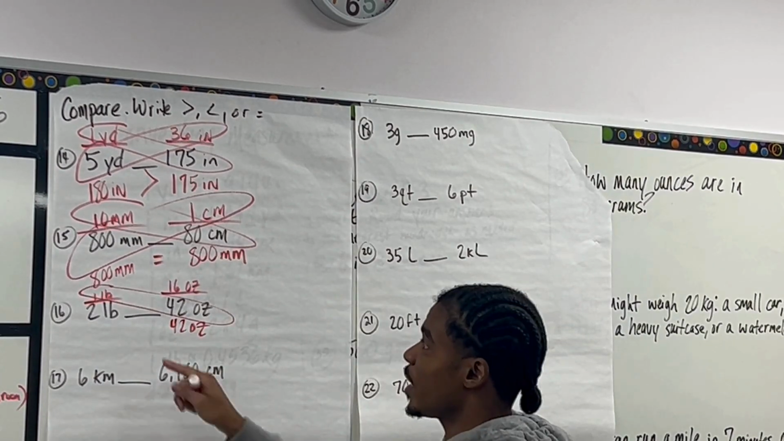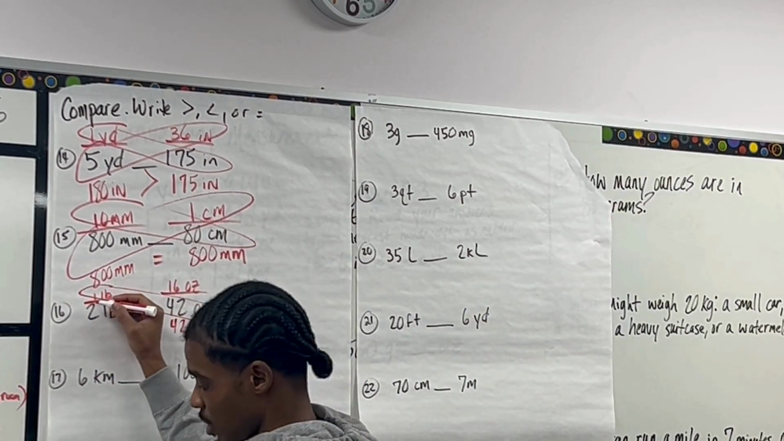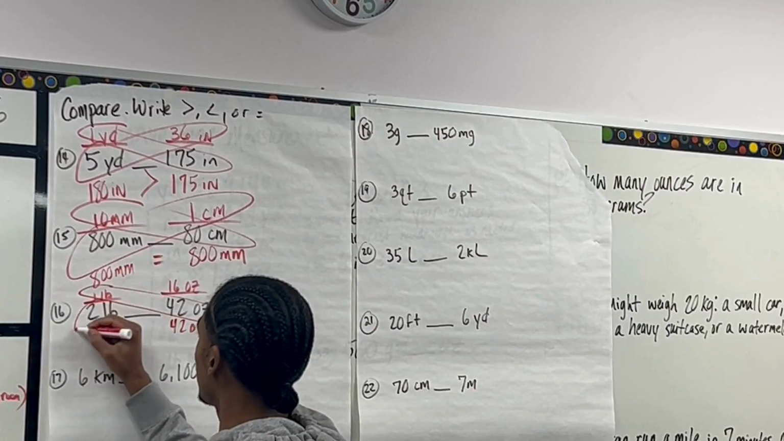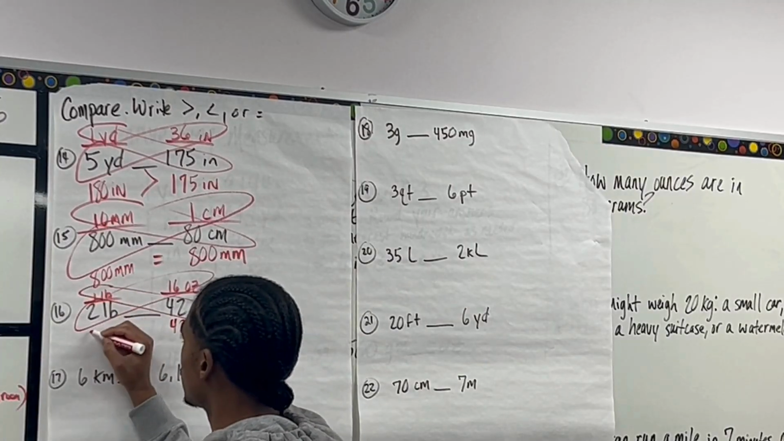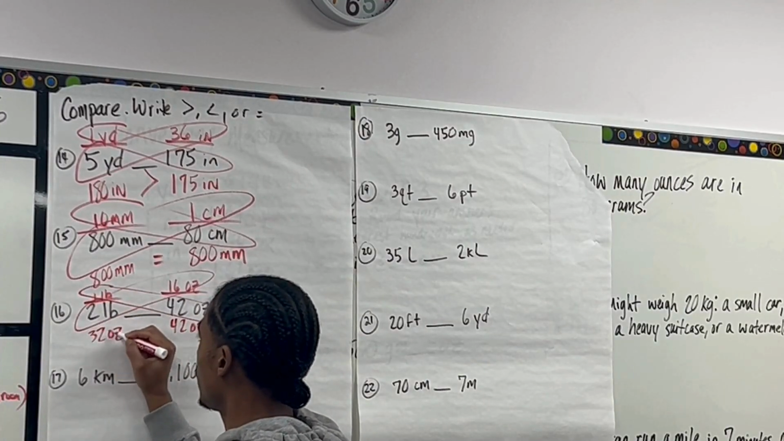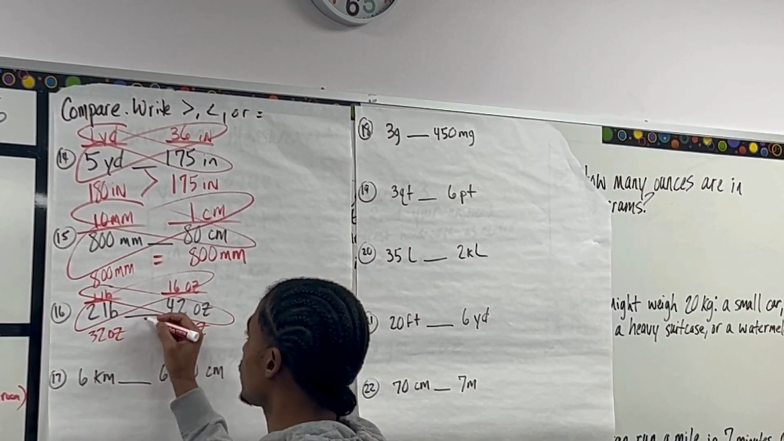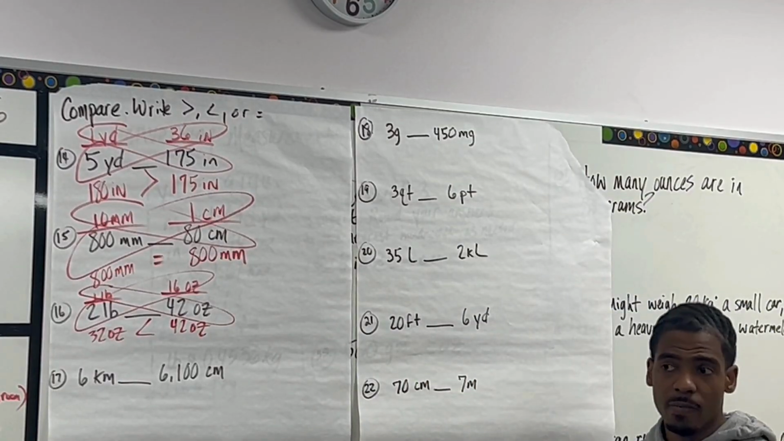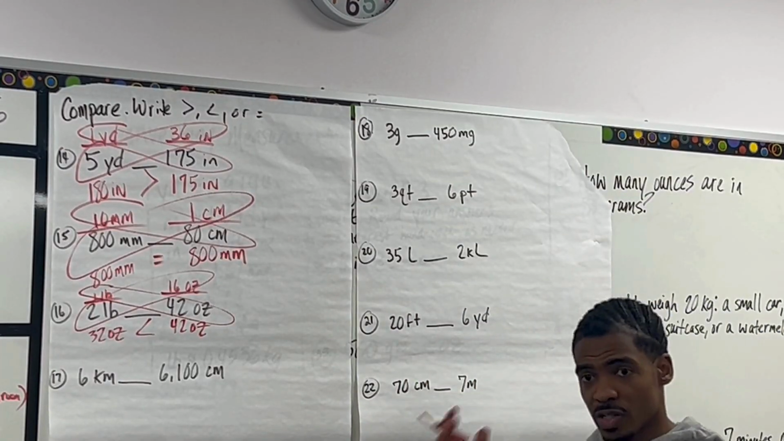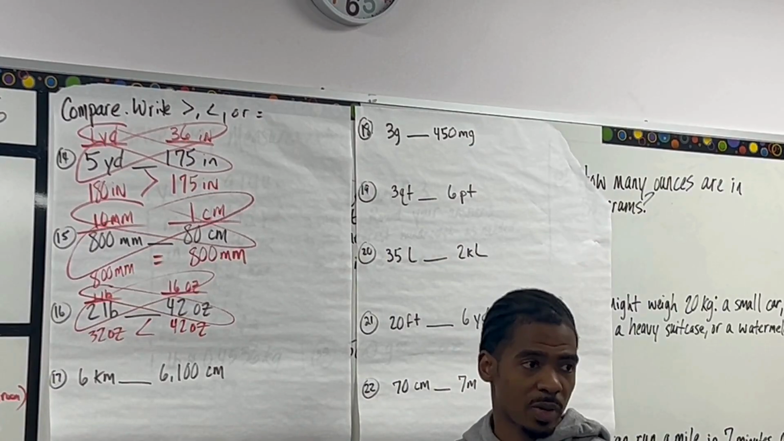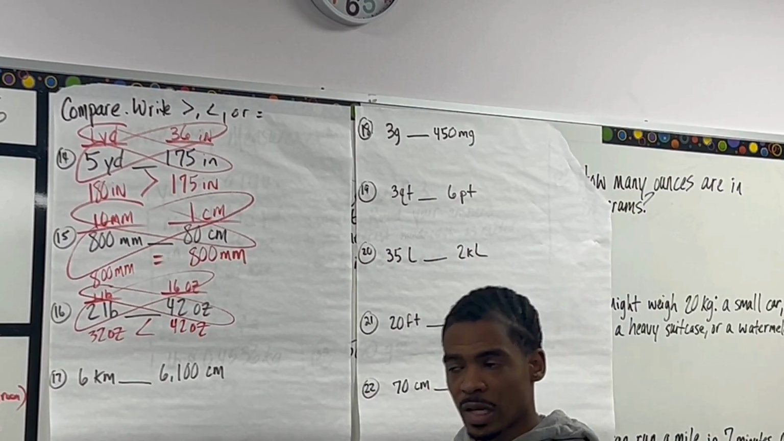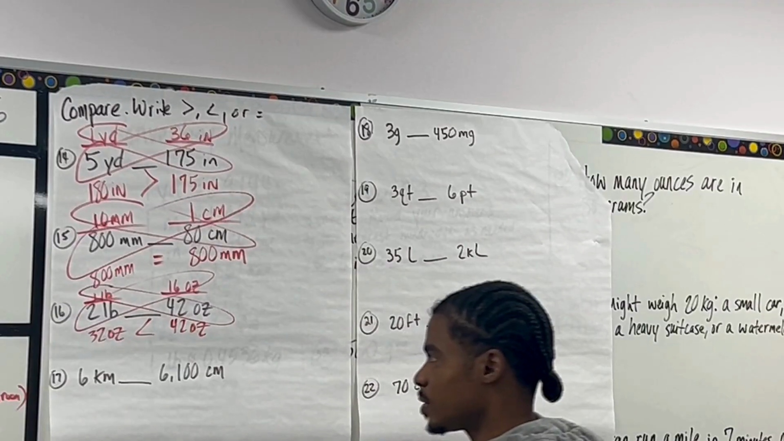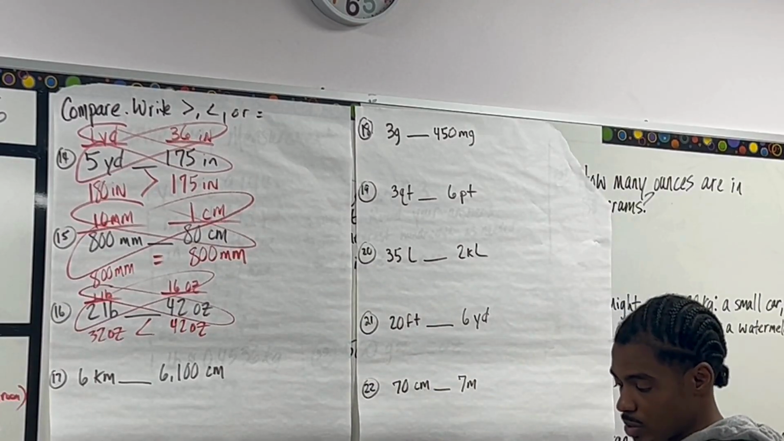Then we got 2 times 16. That's 32 ounces. Easy money. So that means 42 ounces is greater than 2 pounds. Once you guys get your conversions down, it'll be a lot easier. You can just multiply. But until we can memorize some of these, I'm telling you this will be the best way for you to do this.